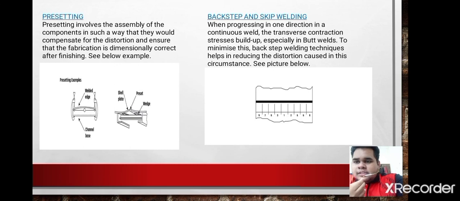Presetting. Presetting involves the assembly of the components in such a way that they will compensate for the distortion and ensure that the fabrication is dimensionally correct after finishing. Next, backstep and skip welding. When progressing in one direction in a continuous weld, the transverse contraction stresses build up, especially in butt welds. To minimize this, backstep welding techniques help in reducing the distortion caused in this circumstance.